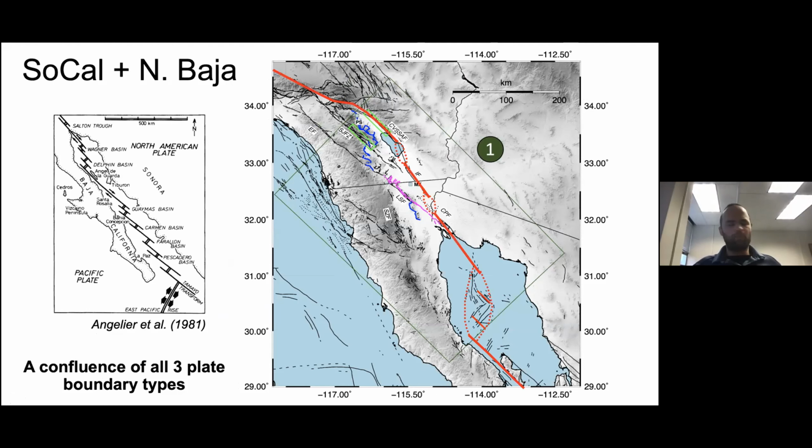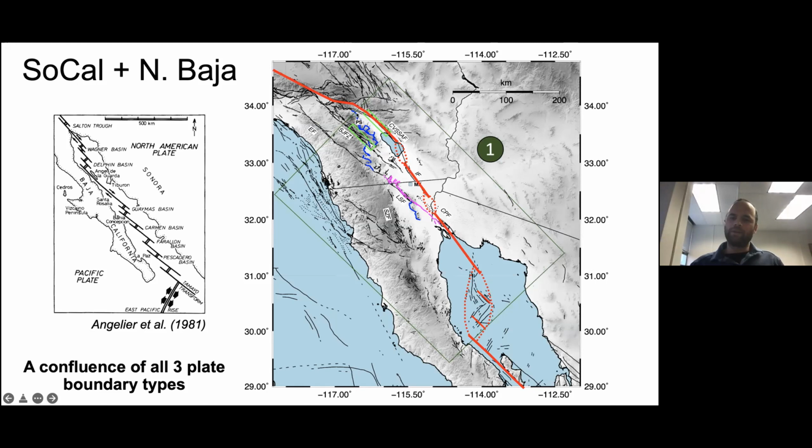So starting with the plate boundaries, the area is by all means complex, and it's complex because what we have here is the confluence of all three plate boundary types. We've got the famous San Andreas fault system, or at least the San Andreas fault proper. You've got this red line, it's a transform plate boundary. Then you have incipient rifting starting towards the south in the Gulf of California. So now we're going from a transform to a divergent plate boundary.